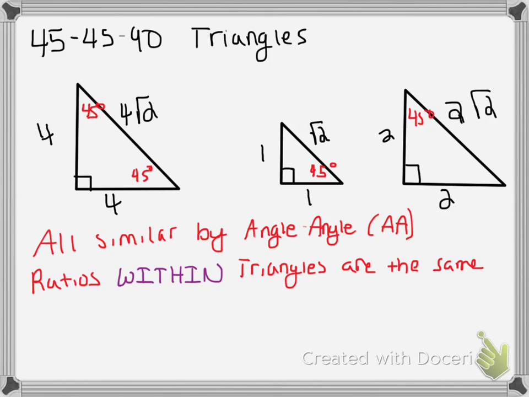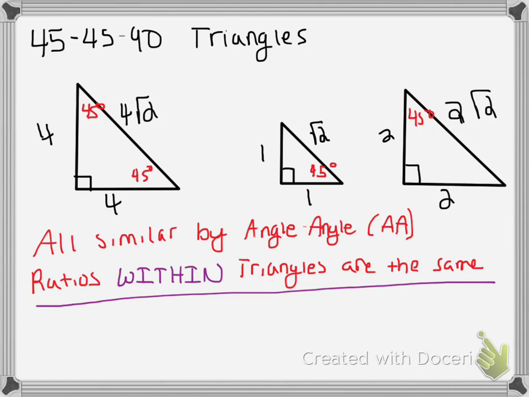So on the screen right now, you can see that I have three 45, 45, 90 triangles, and I've used our rules that we already know to put all the side lengths on them. The main thing that I want you to take away from this right now is all of these triangles are similar. We know that because they all have the same angle measures, 45, 45, 90. Every single 45, 45, 90 triangle is similar to another one. It never changes. And what you also know is that all of the sides are in the same ratios. The ratios within the triangles are the same as well as across the triangles.